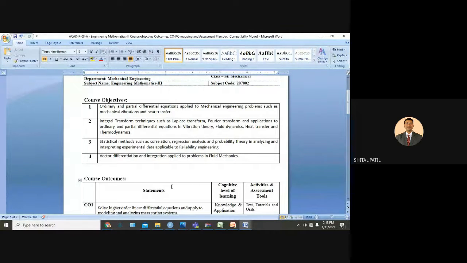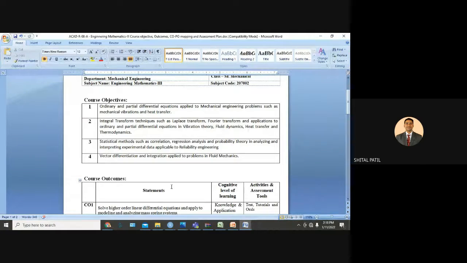Okay, now let me continue. So now we'll go to engineering mathematics 3, the particular course. So what are the course objectives? There are 2 different things that we want to understand from engineering mathematics 3. One is what the course objectives are, and the other is what is expected at the end of completing the course, that is known as course outcomes.